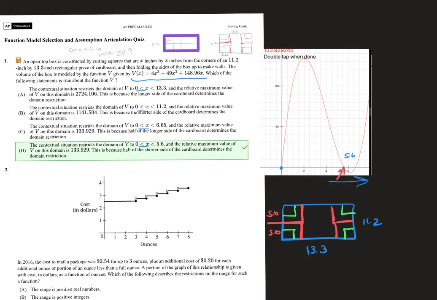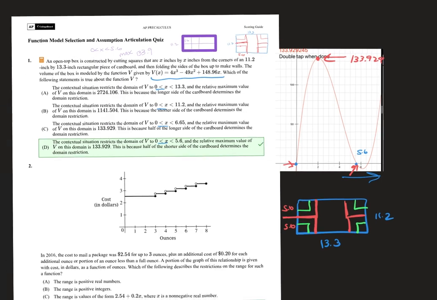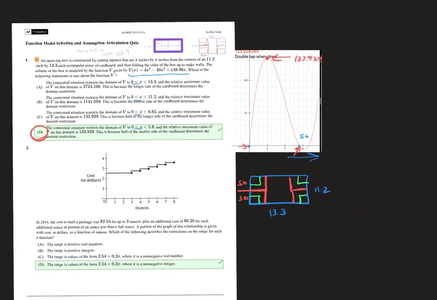Then, if you're looking for the range, you're going again from 0 to the highest point up here, which is 133.929. And that matches D.